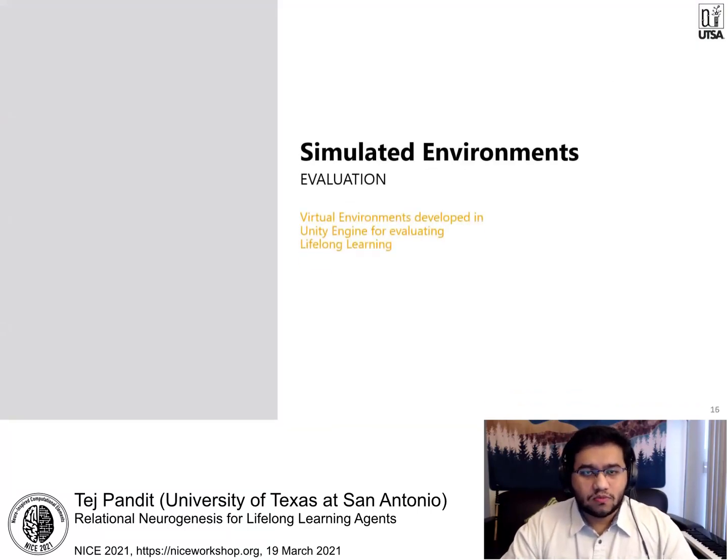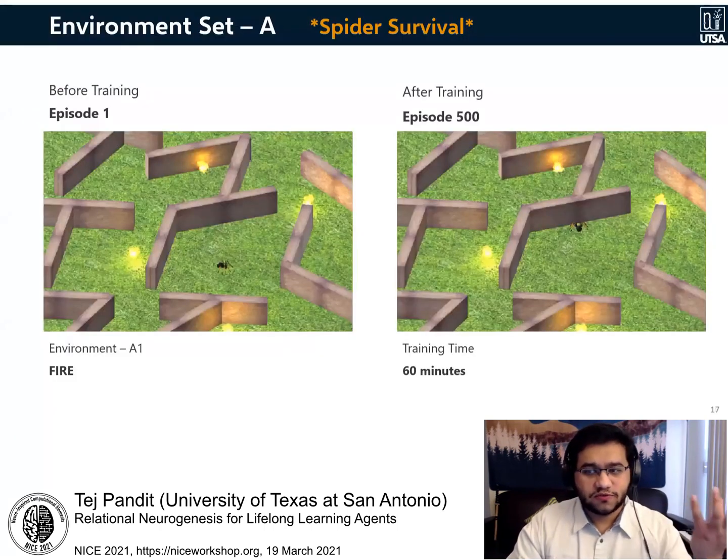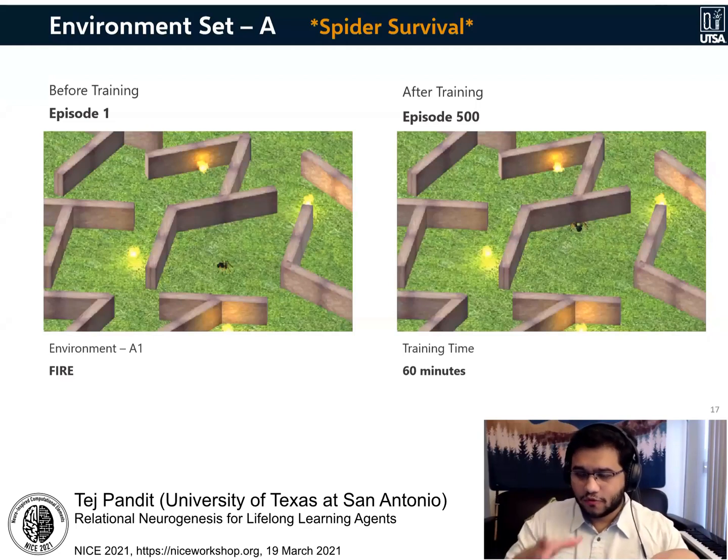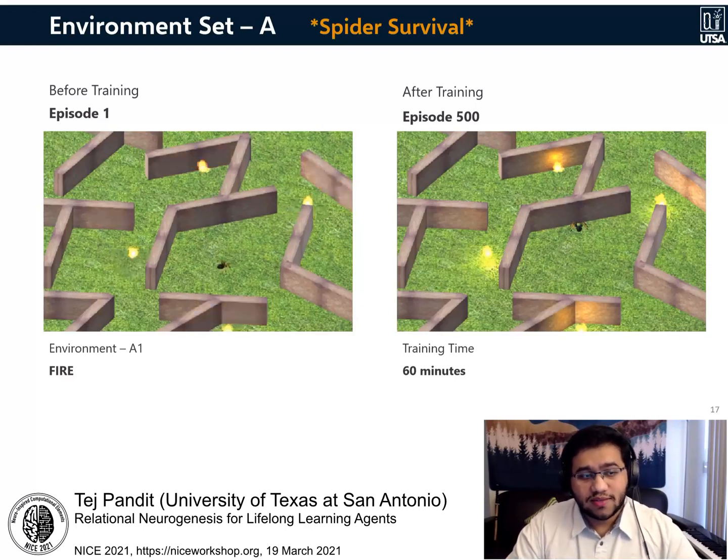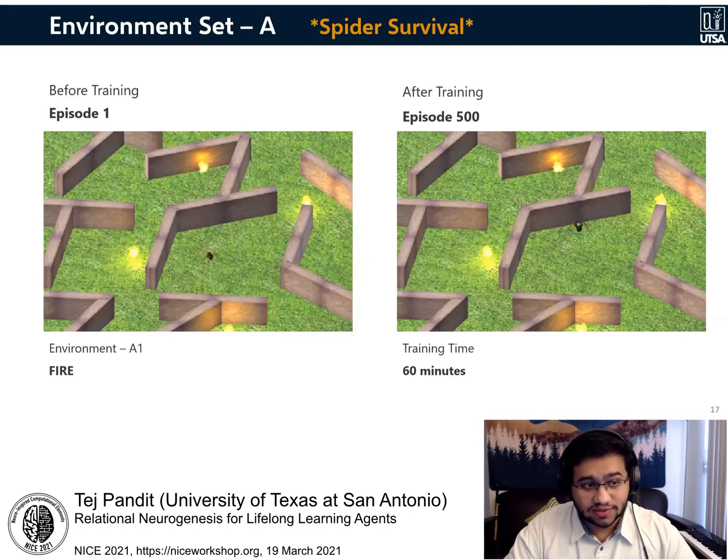Okay, so let's talk about exactly where we're evaluating these algorithms that I said. We created a set of virtual environments, which I introduced previously with respect to the spider. So this was the first set of environments. And when I say set, there are four environments within an environment, four tasks rather, four sub-environments within an environment. When we train the spider, you see that it actually is able to learn. After some time, it learns to navigate the maze as well as interact with fire.